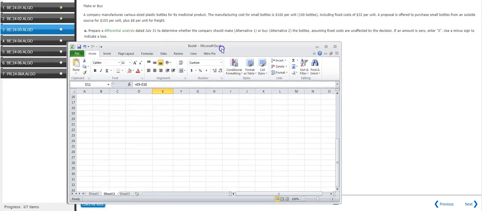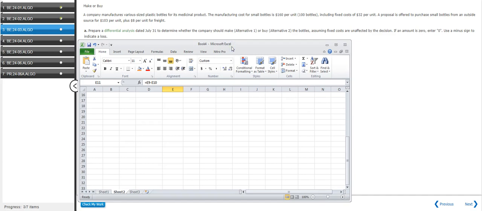Alright, let's go and do this. This is a make or buy. So there's a needed part in our business. We can either make that part in our manufacturing or we can buy it from an external vendor. So we can make it ourselves, or we can buy it from someone else. So we're going to compare make versus buy. We're going to be looking at the cost to make it versus the cost to buy it.